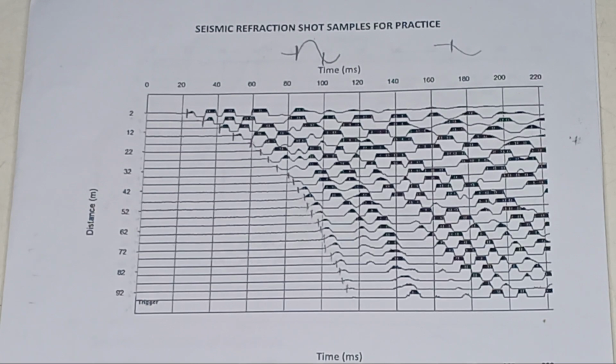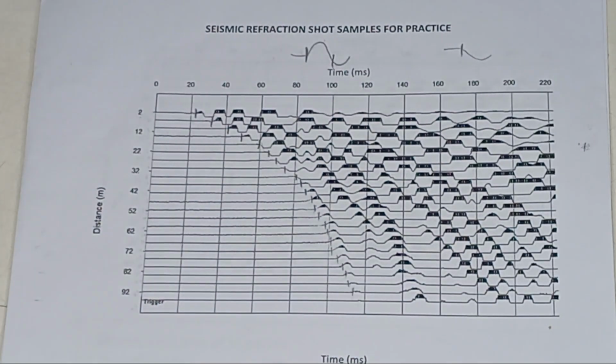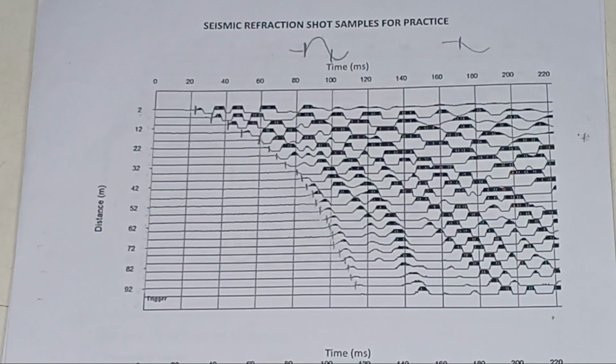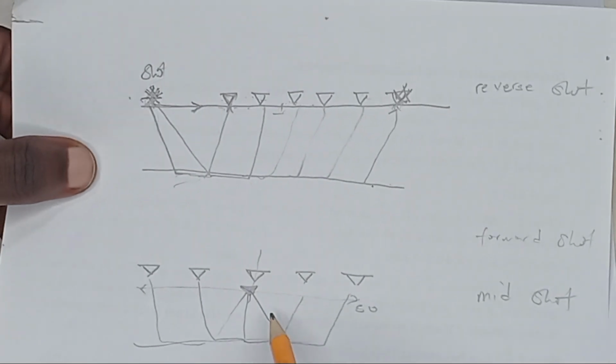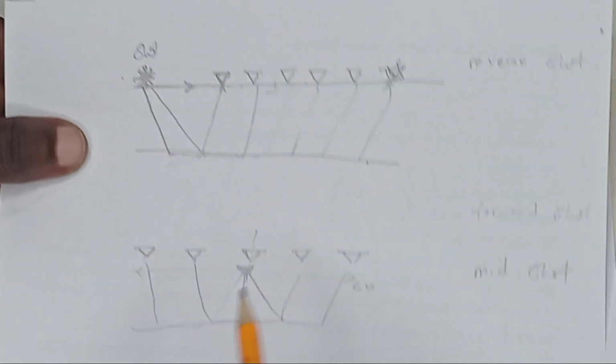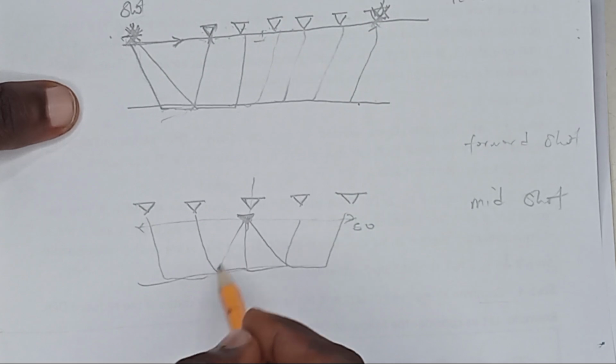Now this is for the forward shot. Forward shot is in this one. Now mid shot, you can see like what I explained earlier for mid shot. The refraction moves in this direction and also in this direction. Moves in this direction, also moves in this direction.